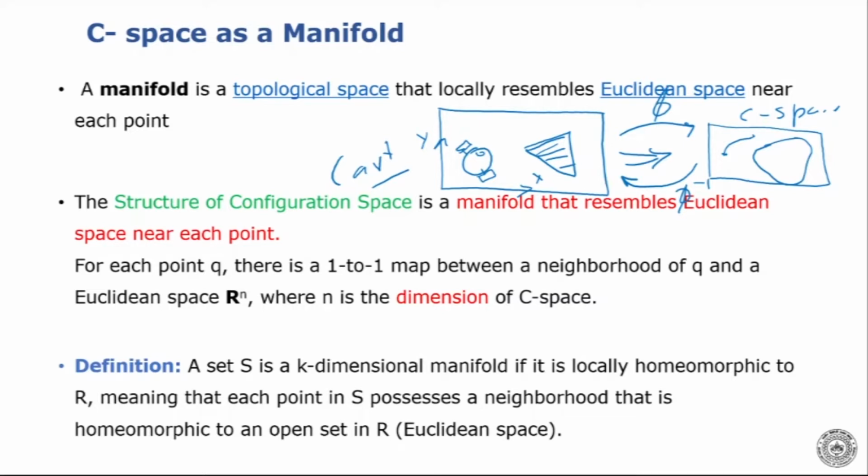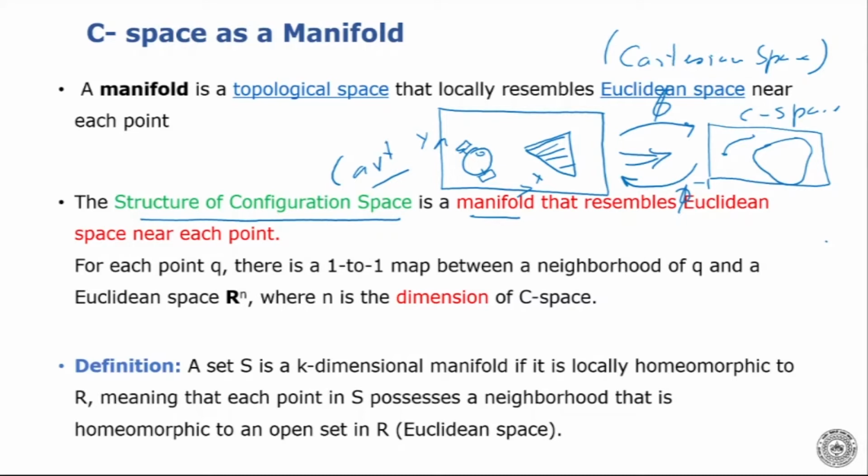Now, a manifold is a topological space that locally resembles Euclidean space near each point. Euclidean space or Cartesian space, they mean the same thing here. So we say a manifold is a topological space that locally resembles Cartesian space. The structure of configuration space is a manifold. That means it resembles Euclidean space near each point, so you can go from the configuration space to the Euclidean space.